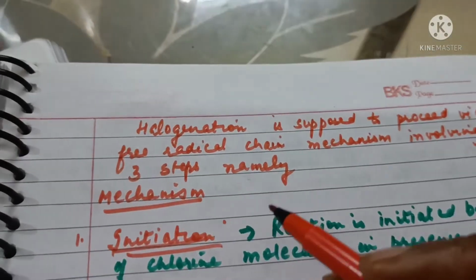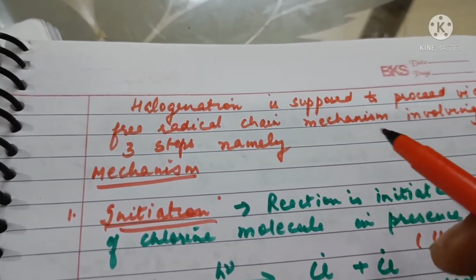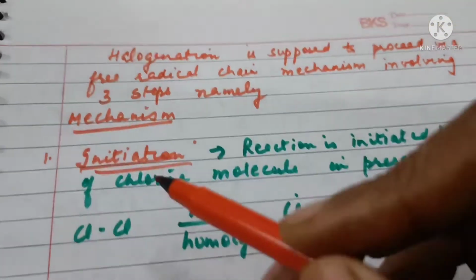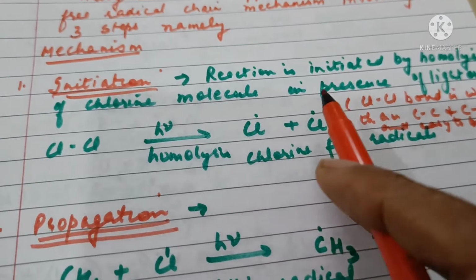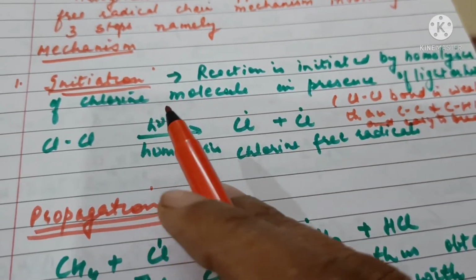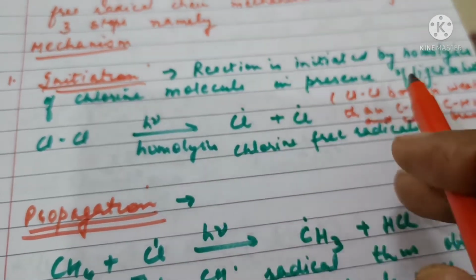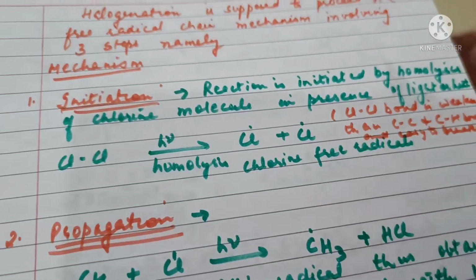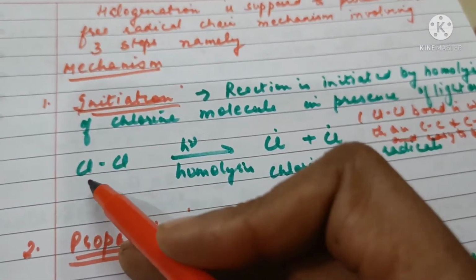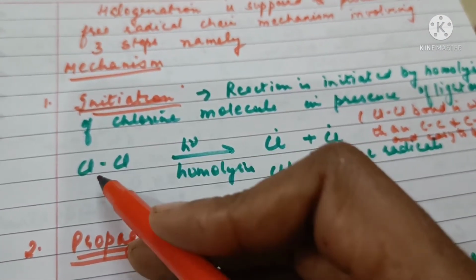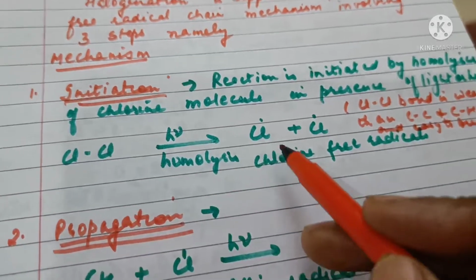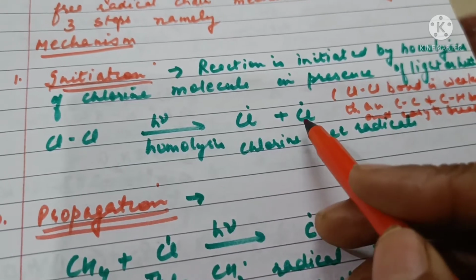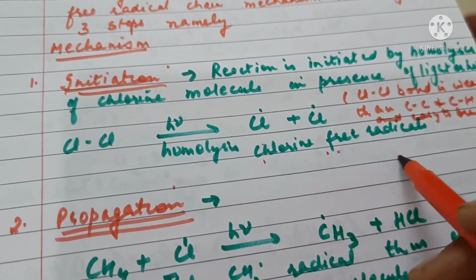Supposed to proceed by free radical chain mechanism involving 3 steps. First step is initiation. In this step, the reaction is initiated by homolysis of the chlorine molecule in the presence of sunlight. That is, the bond between the chlorine atoms is broken homolytically into equal parts. The bond contains 2 electrons. 1 electron will go to this atom, another to this. The chlorine free radicals are generated.